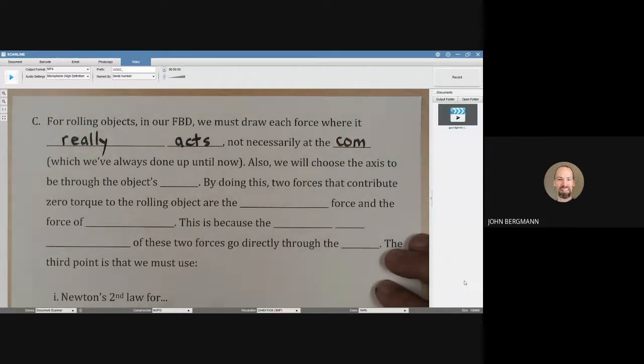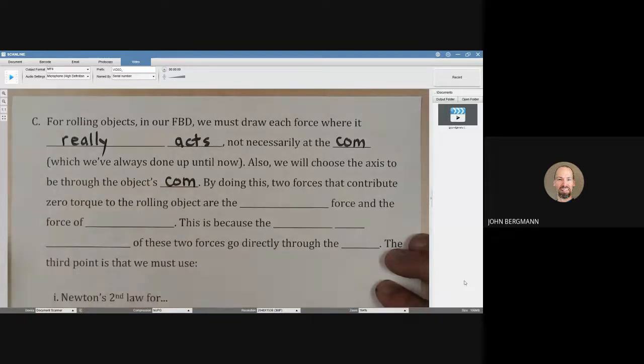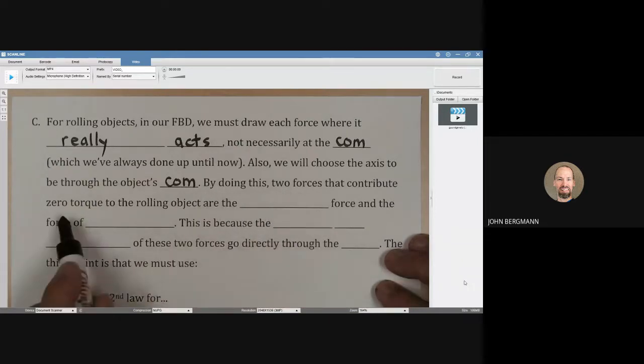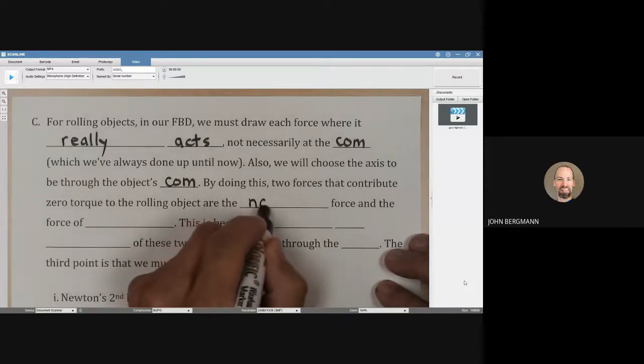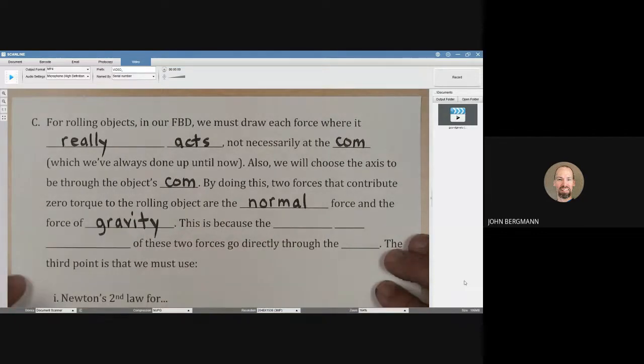Also, we will choose the axis to be through the object's center of mass. There are a couple ways you could do this, but this is the way that I'm going to show you how to do this. And the reason is because when you do that, there are two forces that will contribute 0 torque. And those will be the normal force and the force of gravity. We're always going to choose the axis to be through the object's center of mass, or typically we will.